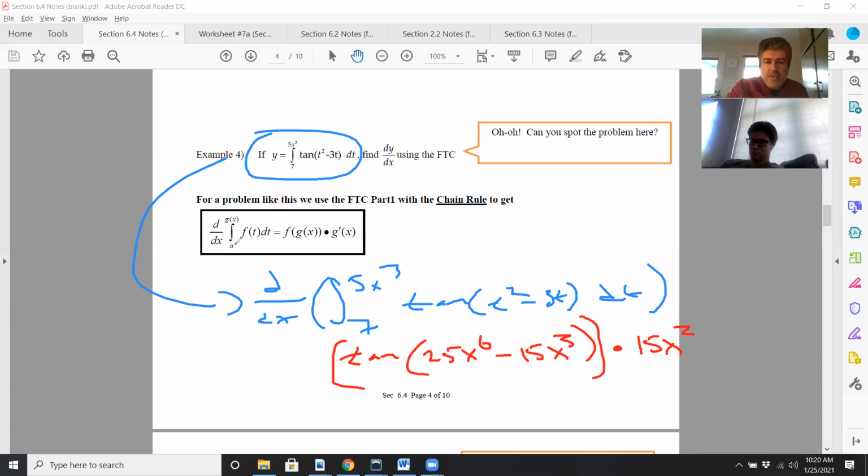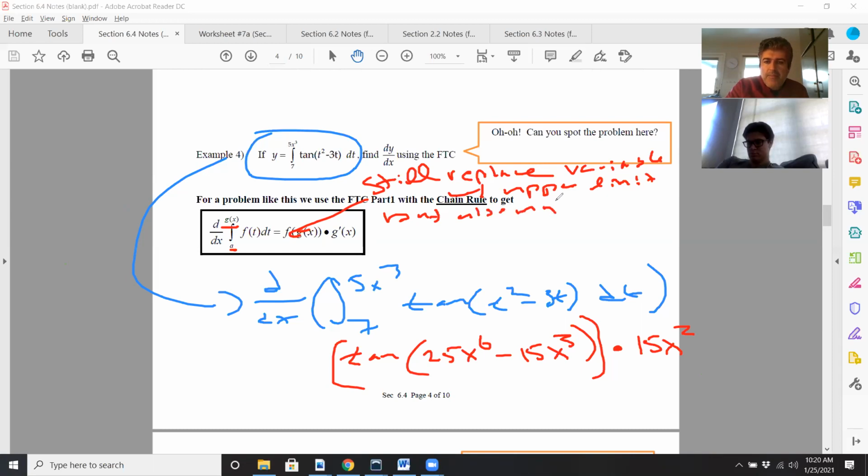And so that's another thing you have to keep in mind. So when you do d/dx of the integral from a lower limit to g of x, where we have some function in the upper limit in terms of x, you still do f of g of x, still replace your variable with the upper limit, but also multiply by the derivative of that upper limit.